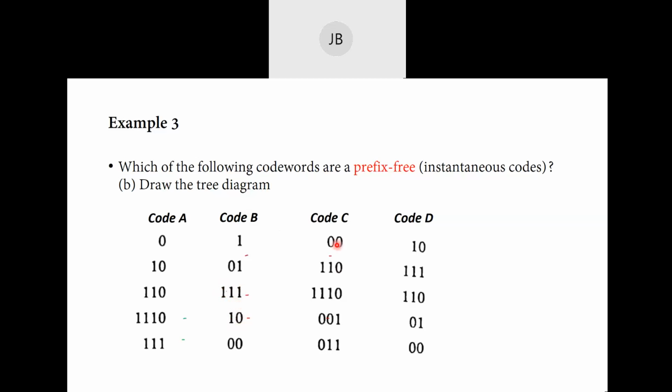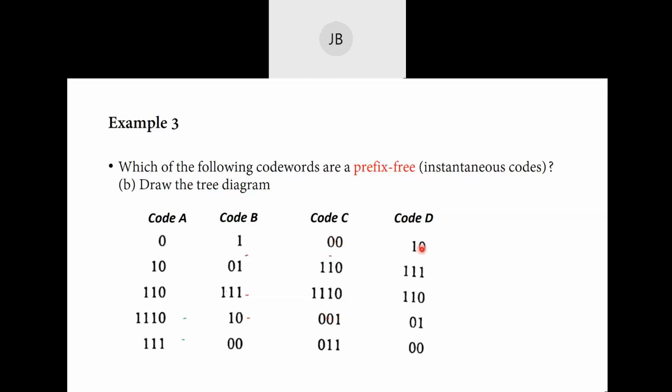Let us see C. In case of C, is there any such instance? See here, there is a 0 0 here and there is a 0 0 here. So it is not easy to decode whether this is a new symbol or this is a combination of this as well as something else. So again, this is not a unique code word.